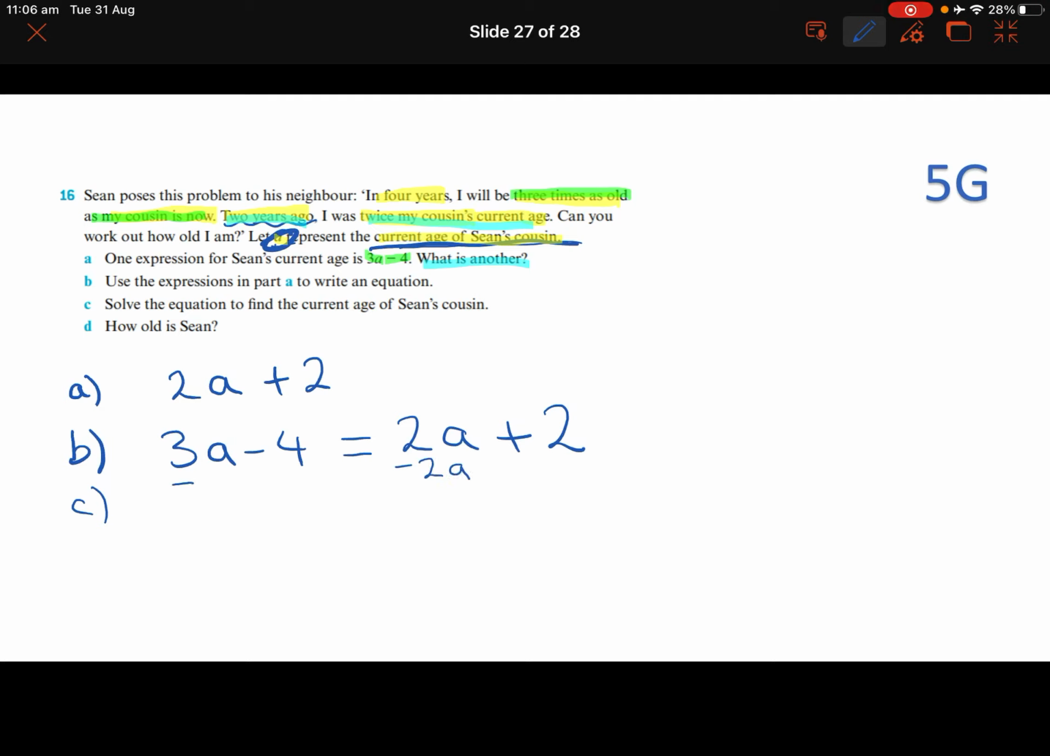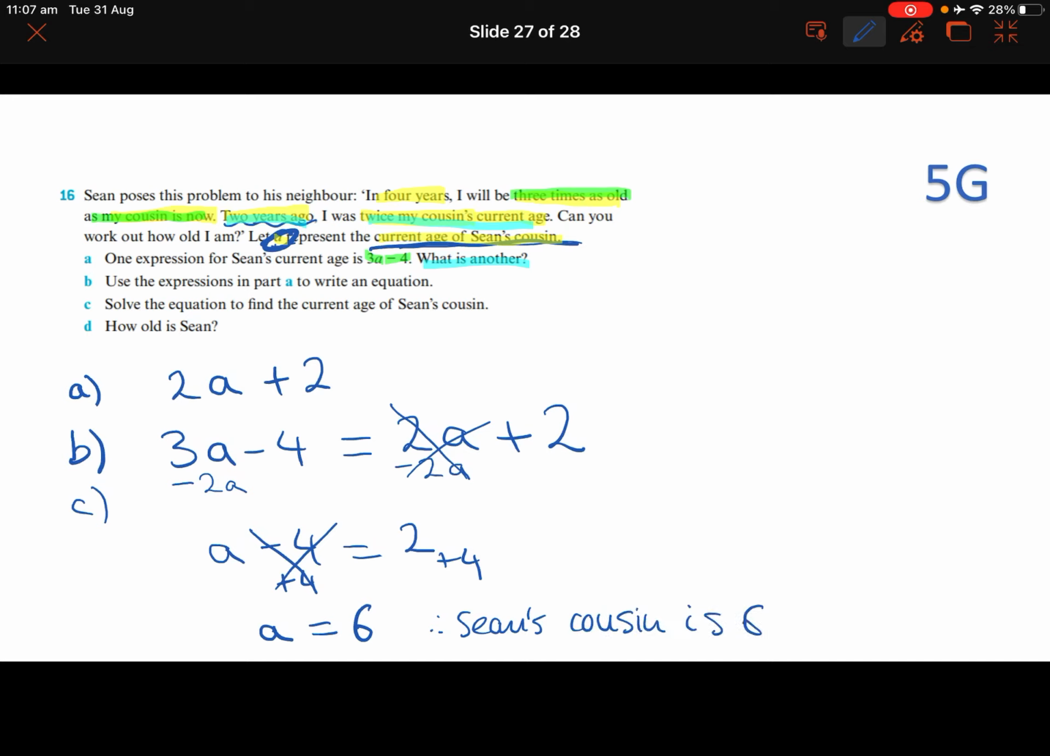So we're going to subtract 2A from both sides so that goes away. 3A minus 2A gives us 1A. And then we write the rest of the equation as it is. We still have this minus 4 next to the A, so we're going to do the inverse operation. Instead of minus 4, we're going to plus 4 to both sides. Therefore, A equals, because that goes away, since minus 4 plus 4 is 0, 2 plus 4, which is 6. So therefore, Sean's cousin is 6.